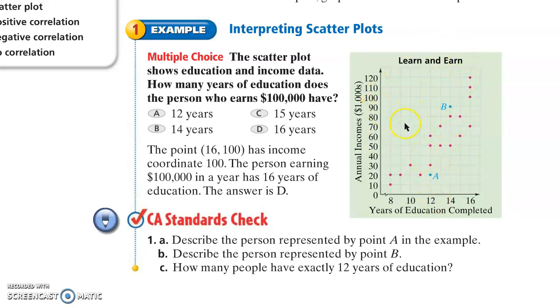So a lot of your questions on your homework are going to deal with being able to interpret this graph. And that's really important. There would be no point to have graphs in general unless we were able to interpret them.